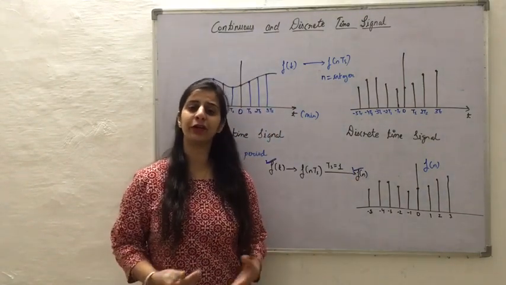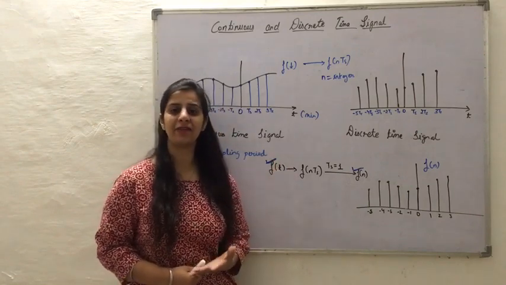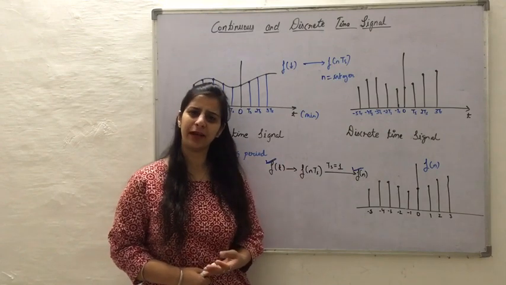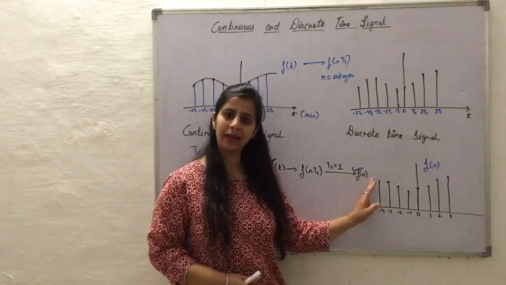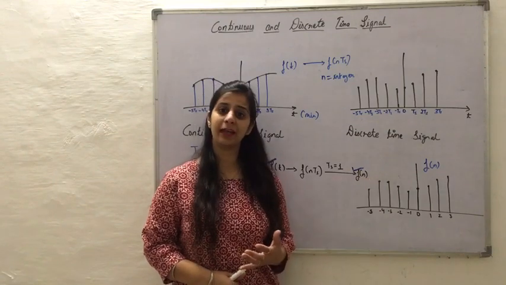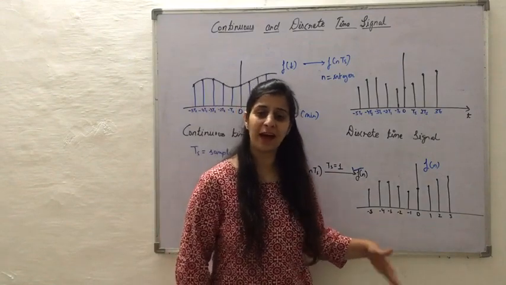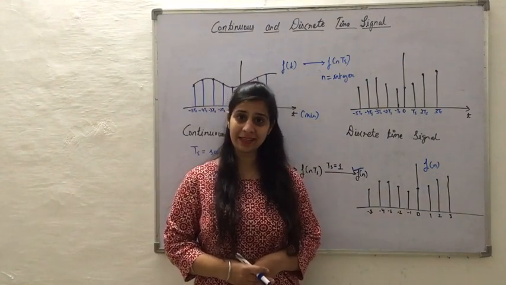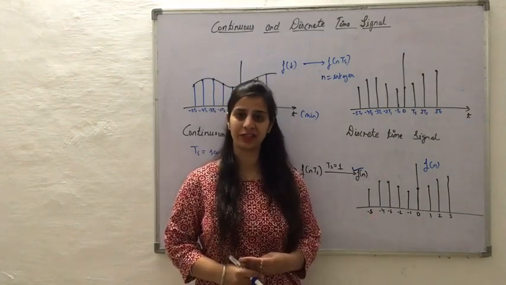The important point to remember here is the argument t of f(t) can have any real number. For example, it can have the value 5/2, 3/2 and so on. But the argument n of f(n) can only take integer values. Now this is the graphical form of representation of the discrete time signal. Let us see how this discrete time signal can be given in the form of an equation.